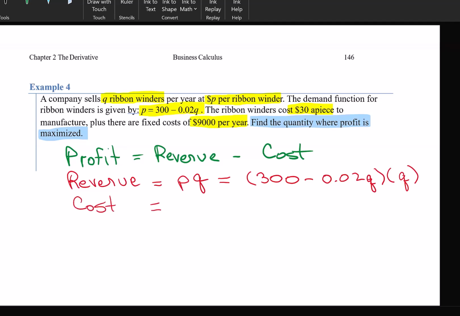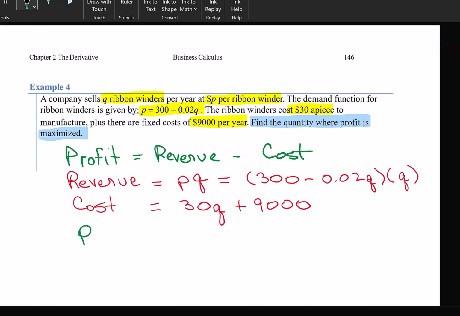My cost is going to be equal to, so the quantity is how many? If I make 1, $30. If I make 2, $60. I just multiply those two. So I have a fixed cost of $9,000 per year. So if I make 1 ribbon winder, that means the cost is $9,030. But the more ribbon winders I make, the less each one costs because each one is taking a piece of that fixed cost. Now we can find the profit.